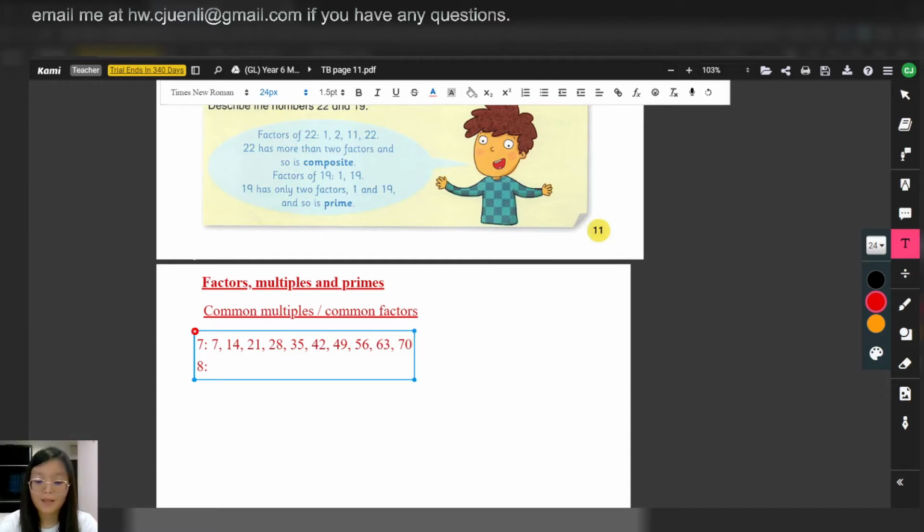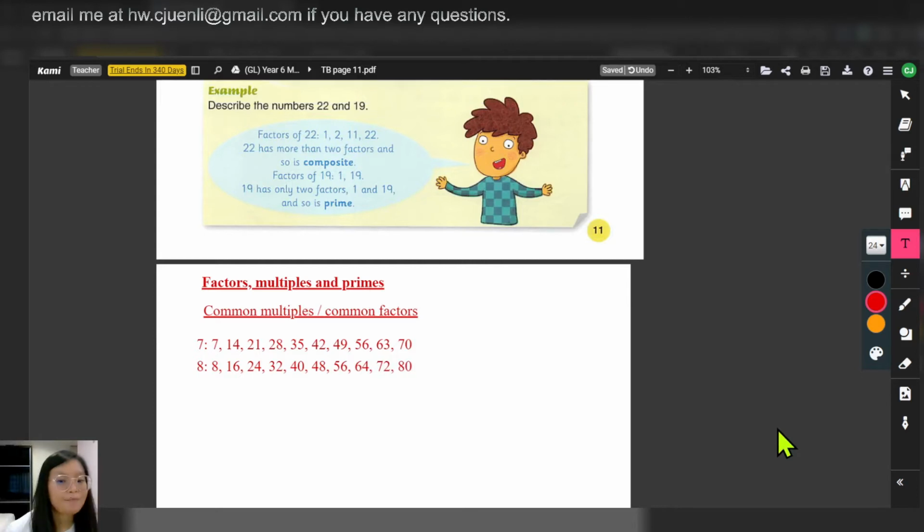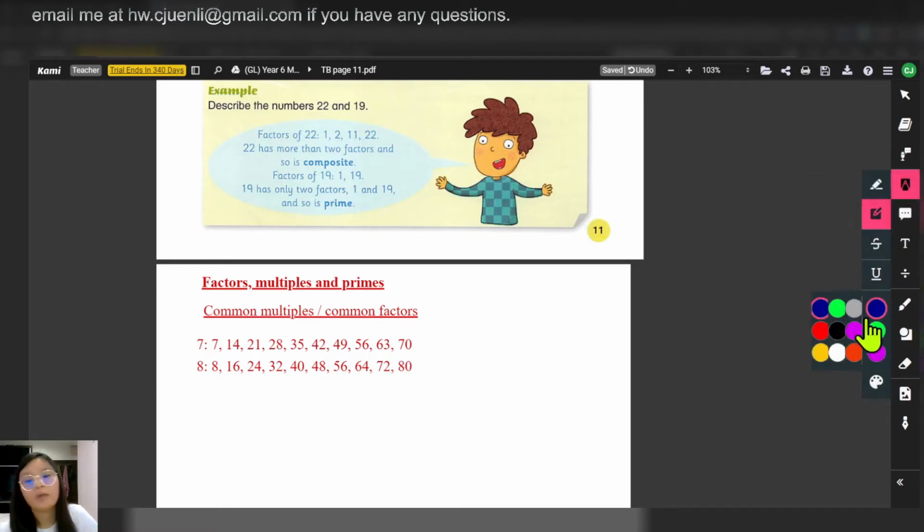We have 8 times 1, we have 8, yes. We have 16, 24, 32, 40, 48, 56, 64, 72, and lastly 80. So all of these are up to times 10, and that is enough. Sometimes questions maybe ask you to go up to maybe 20. It depends on the question, but in this case it's just an example. I'll just show you how you can find the common factors or common multiples.